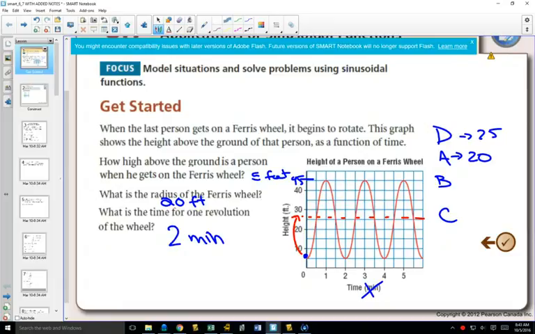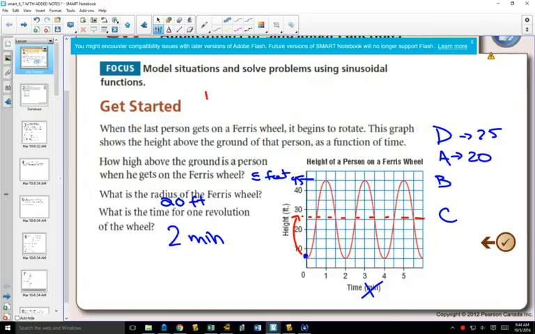If you didn't know the 20, then you could just say, I know it's going to be halfway between 45 and 5. In other words, it's going to be the average between the maximum and the minimum. The center is always an average. So if you took 45, which is your maximum, and added 5, which is your minimum, and divided by 2, that would give you the average and give you 25 as well.